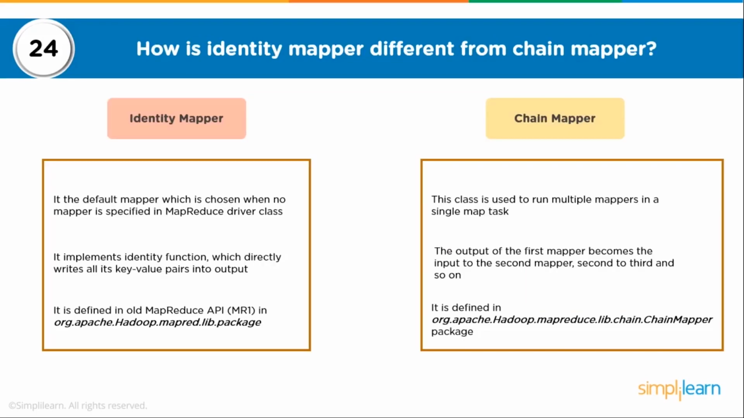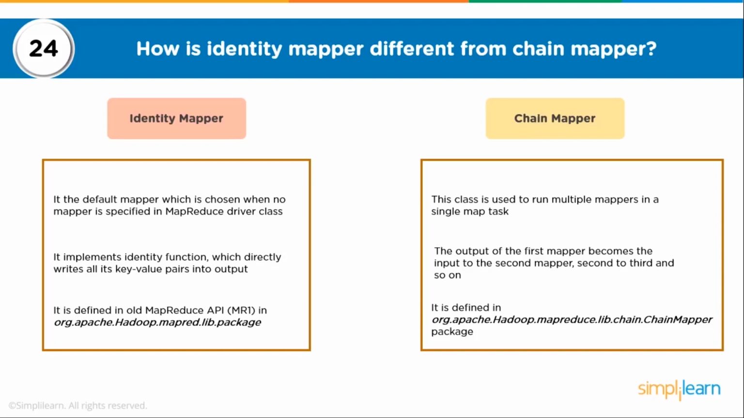Now, how is identity mapper different from chain mapper? This is where we are getting deeper into MapReduce concepts. When you talk about mapper, identity mapper is the default mapper which is chosen when no mapper is specified in the MapReduce driver class. For every MapReduce program, you would have a map class which takes care of your mapping phase, which basically has a mapper function and which would run one or multiple map tasks. Your program would also have a reduce class, which would be running a reducer function, which takes care of reduce tasks running on multiple nodes.